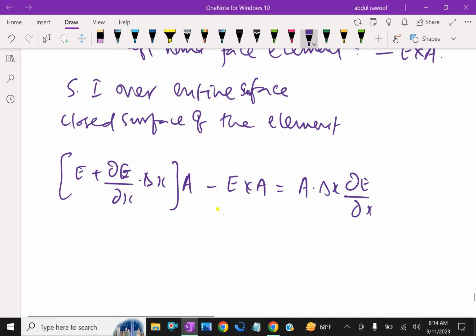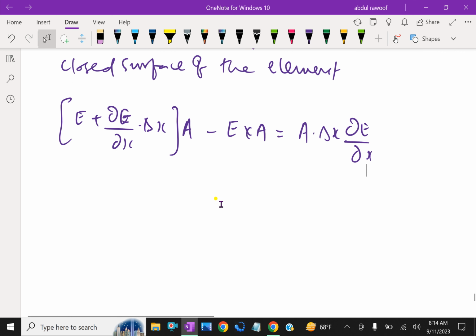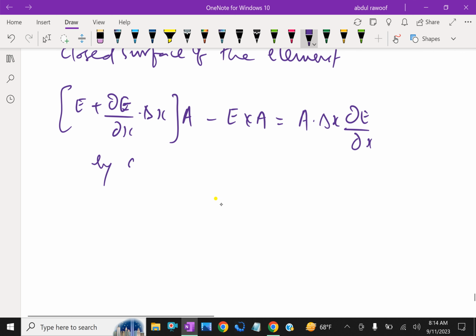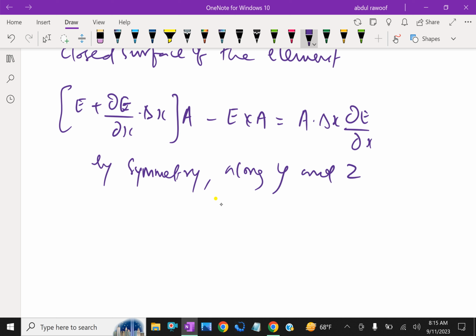From symmetry, it is evident that along Y and Z there is no field. We are considering the X direction.